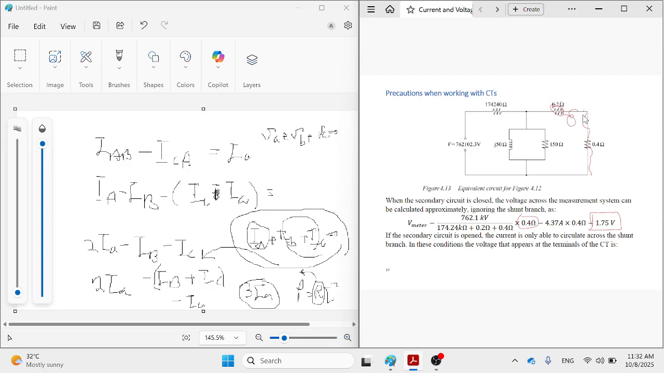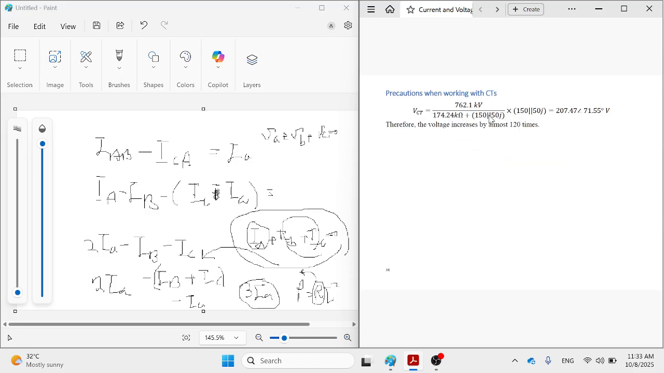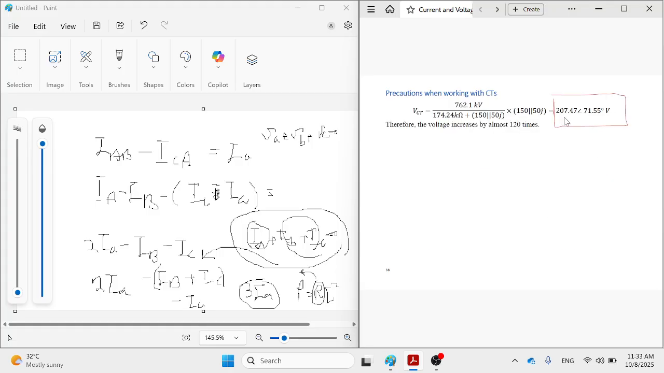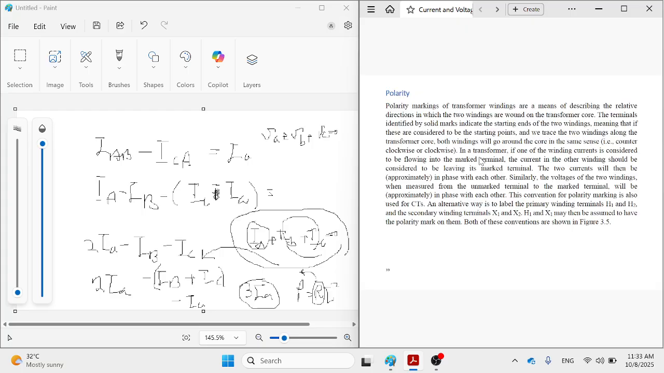Then if the burden is not there anymore, it means that this is not there also, because here becomes an open circuit. If it's not there, it's an open circuit, so no current will flow here, all going from here to here. So this one plus a parallel of these two is the answer. And then suddenly you can see the voltage jumps up to 200, which is dangerous for humans also. So if you leave the CT open, it's quite dangerous for the personnel.